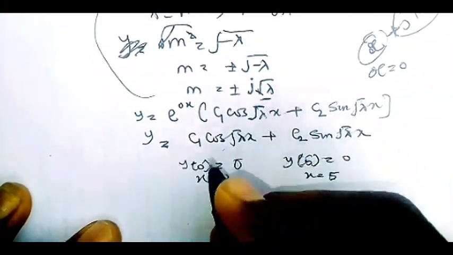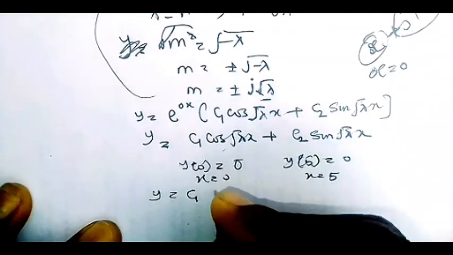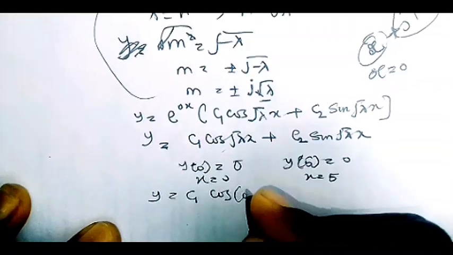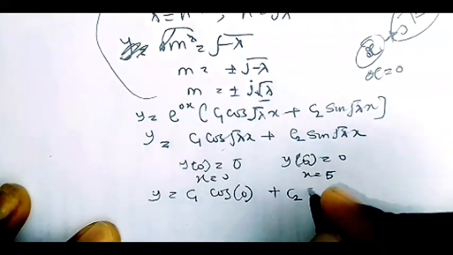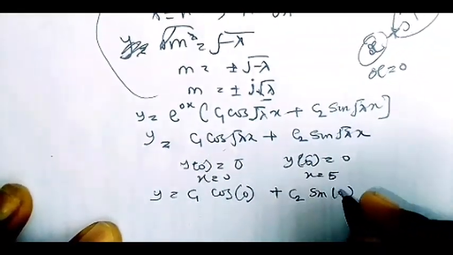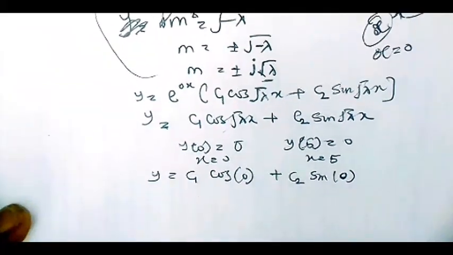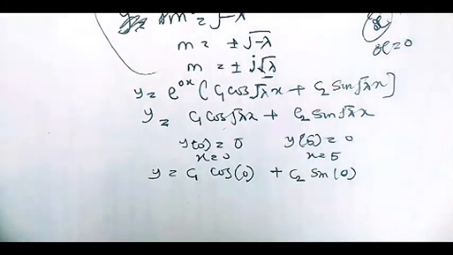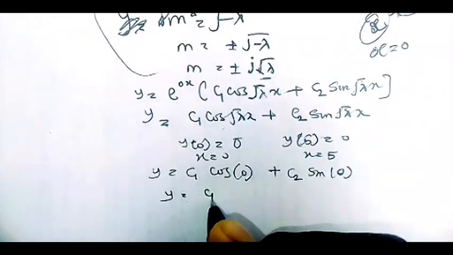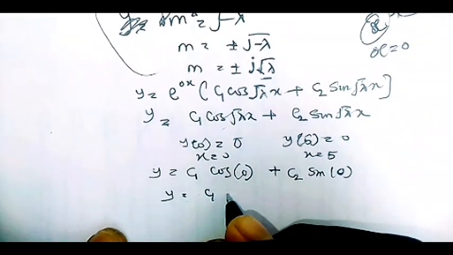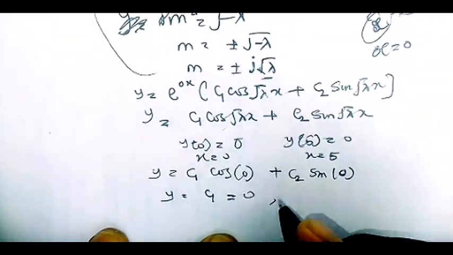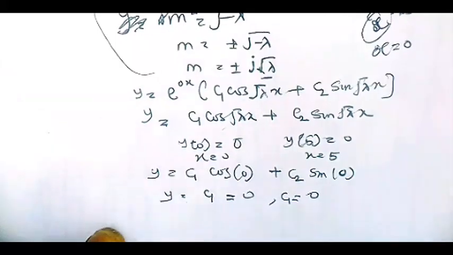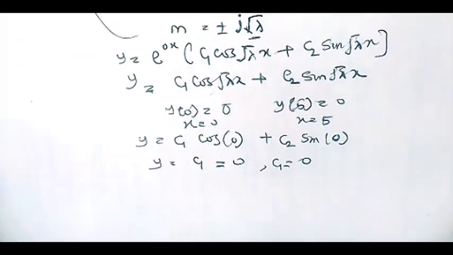When x is equal to 0, when I put it here, y is equal to c1 cos, this definitely gives me 0. Then this is c2 sine, this definitely gives me 0, right? So cos 0 is 1 and sine 0 is 0. So my y is equal to c1, and since y is equal to 0, which means c1 is equal to 0. As easy as that.